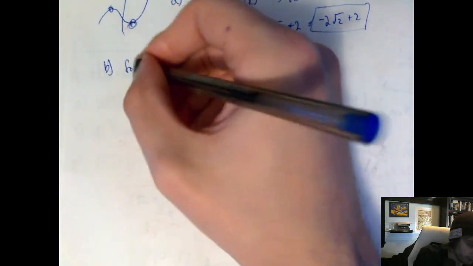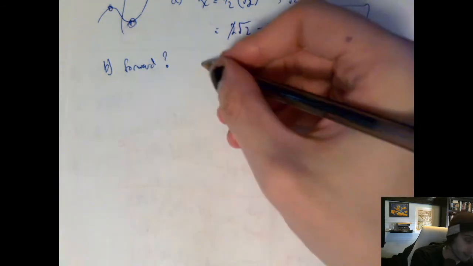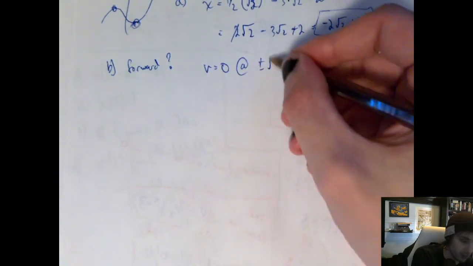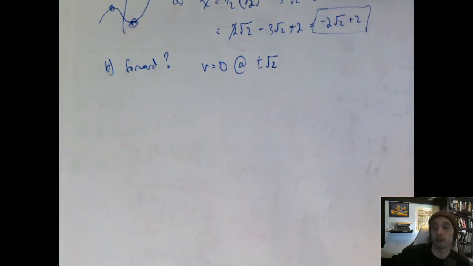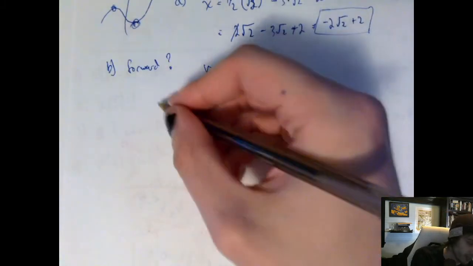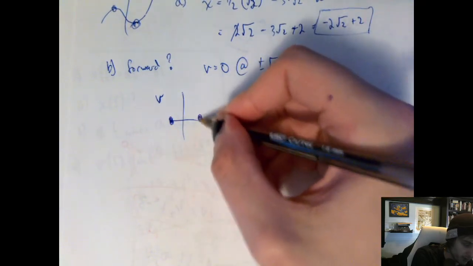For B, they're asking us when the object is traveling forward. To figure that out, all we need to do is take the information we already have. Velocity equals 0 at the times of plus or minus root 2. So what I can do is take the 3 time zones that exist around these points. If I think about my velocity function, it should look something like this. Here it's a 0. Here it's a 0.